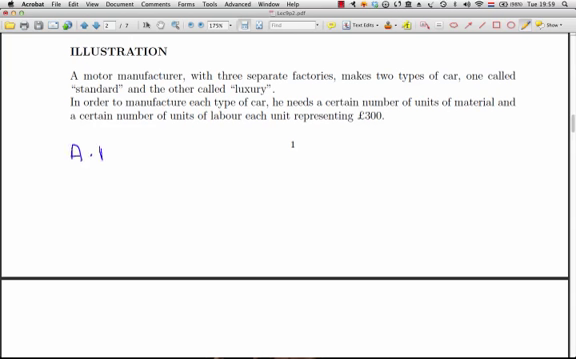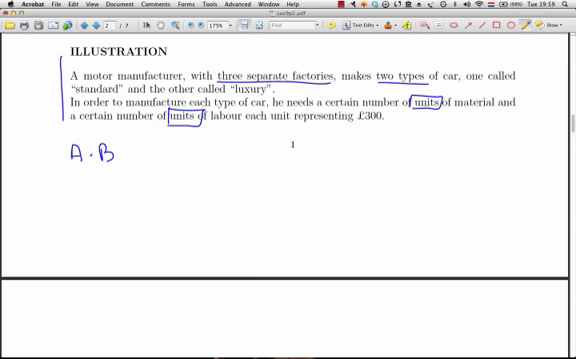The third, more interesting operation is when I'm looking at the multiplication of two matrices. So what would the result be, the result of this? And in order to make this a little bit more imaginable, I'm looking at this illustration from Mr. Hobson. Suppose I have a motor manufacturer who has 3 separate factories, and he makes 2 types of cars, the standard and the luxury model. And in order to manufacture each type of cars, he of course needs material, and he expresses the amount of material in units, and he needs labor, also expressed in units.